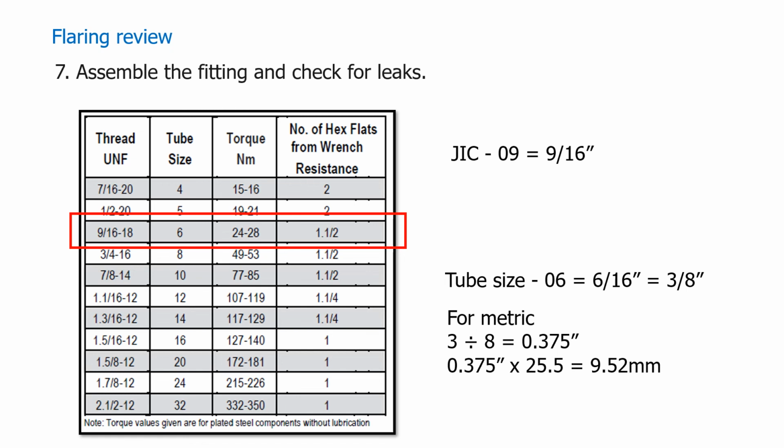It's also important to remember that we need to torque our fittings up to the correct torque setting. If we don't have a torque wrench available, we can estimate the correct torque by the number of flats that we turn the nut. In this example, the 9/16-18, which is a UNF, which just happens to be a JIC adapter, recommended torque is 24 to 28 Newton meters. If I don't have a torque wrench, I can refer to the table here, and from when the nut makes contact, 1.5 flats should approximately get me 24 to 28 Newton meters.